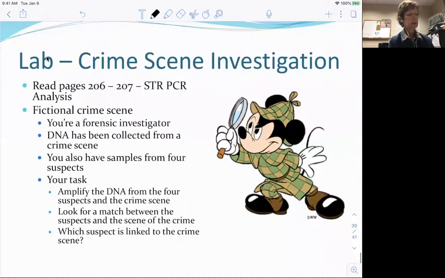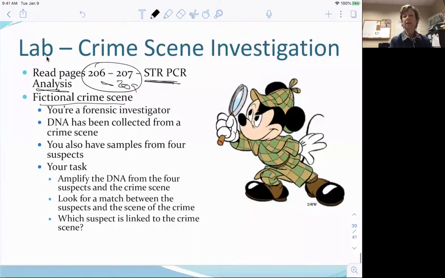So I'm going to stop at this point for lab this week. We're going to do the lab on the short tandem repeat PCR analysis. And this is a fictional crime scene. And so I'm going to have you read, and actually I think it's up to page 209 or 210. So there's a bit of reading on the methods there.